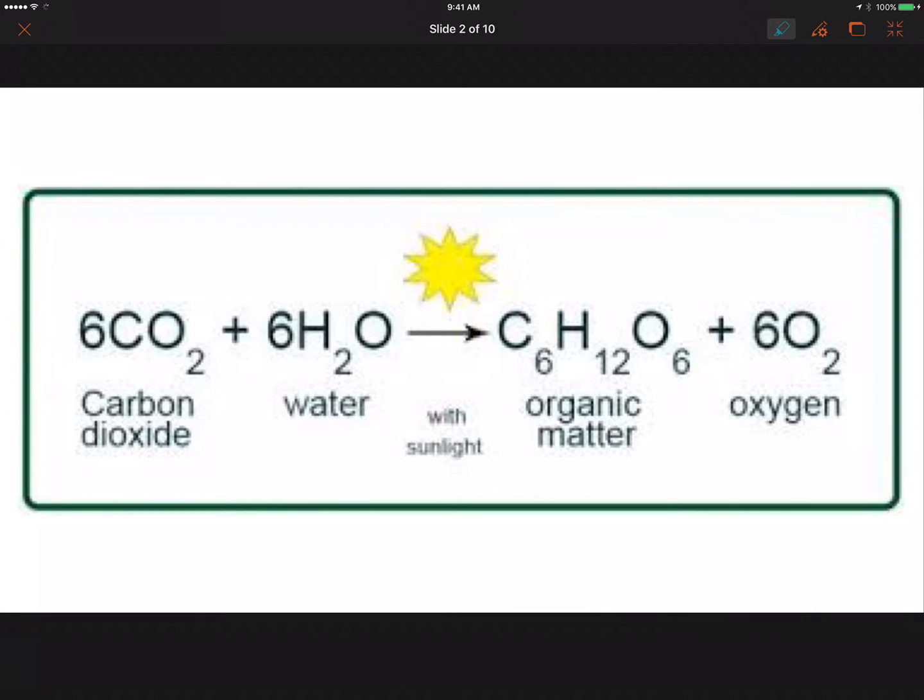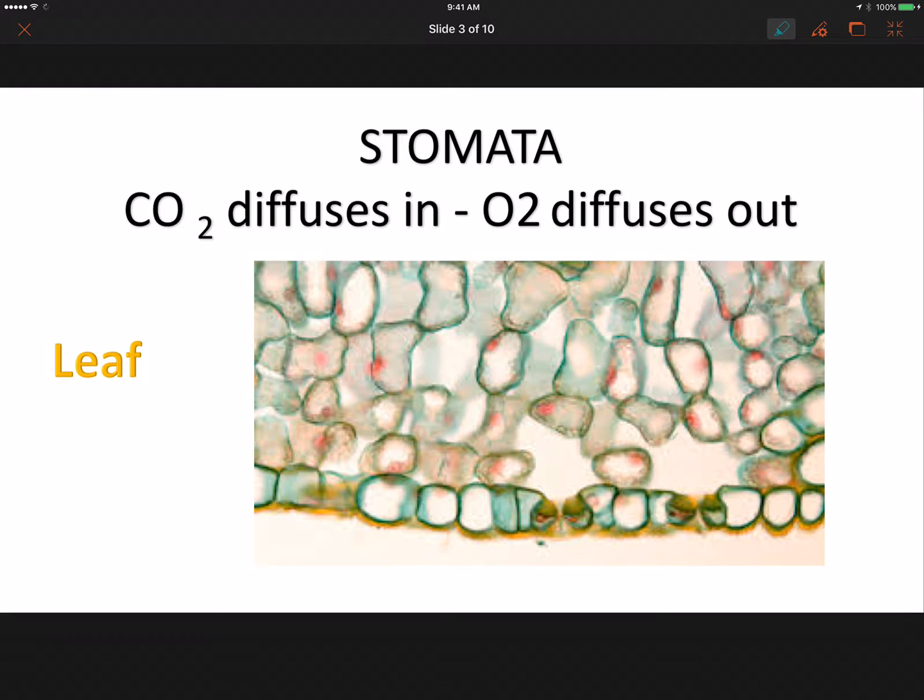Our reaction, again, is 6 CO2 plus 6 H2O plus the energy from the sun creates glucose and 6 oxygen molecules. Make sure that you learn this equation, especially this part, the C6H12O6, which is our formula for glucose.